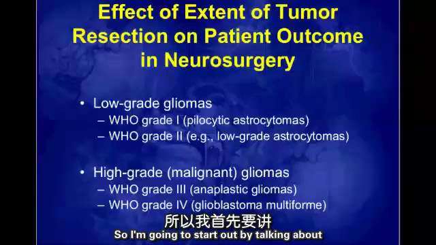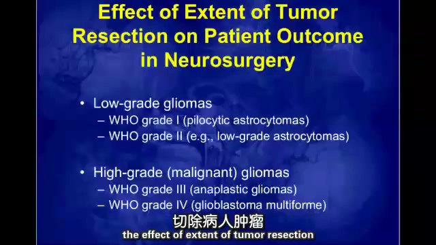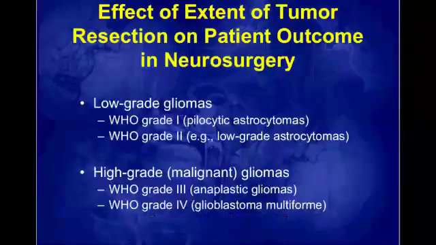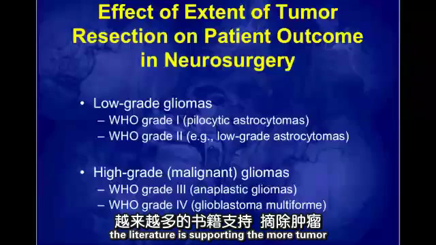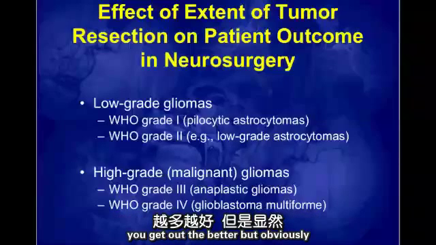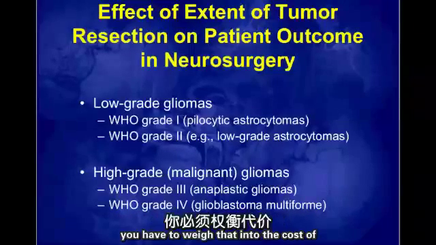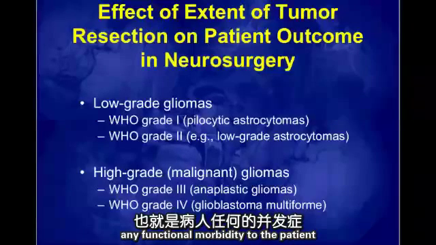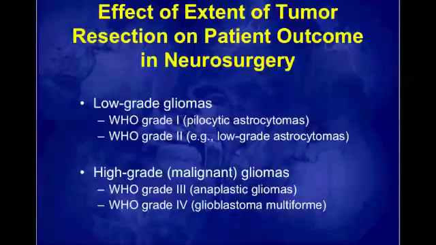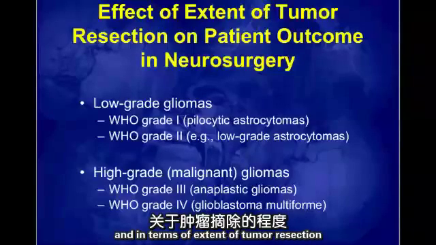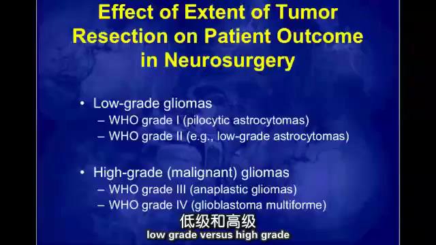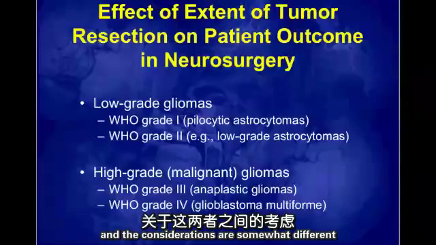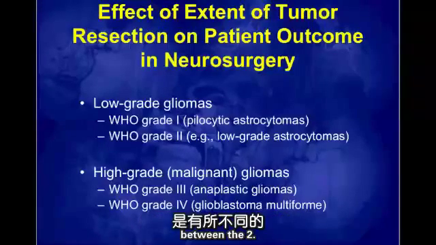So I'm going to start out by talking about the effect of extent of tumor resection on patient outcome in neurosurgery. And as Brandon alluded to, more and more the literature is supporting that the more tumor you get out, the better. But obviously you have to weigh that against the cost of any functional morbidity to the patient. In terms of extent of resection, for gliomas, you could divide that into two groups, low grade versus high grade, and the considerations are somewhat different between the two.